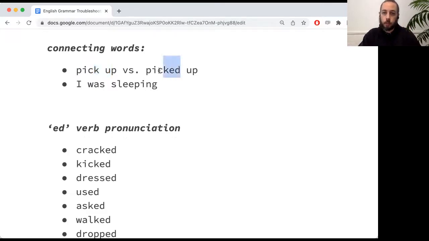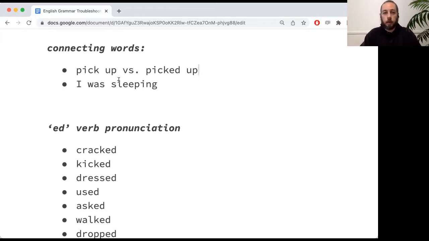Now here, this word is picked. So it ends with a D. So connect the U to the D, picked up, picked up. All right, try those ones again. On the left, pick up. On the right, picked up.